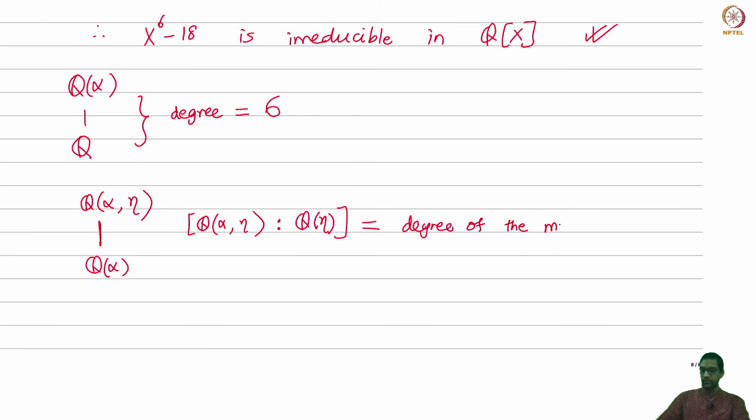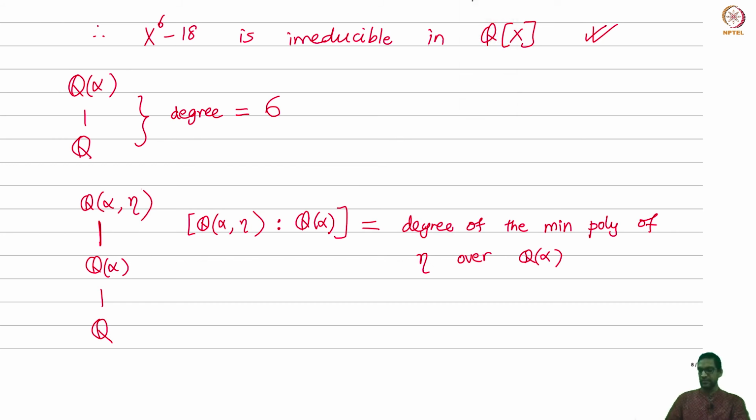So the degree of the minimal polynomial of this new element eta, but the minimal polynomial is now to be computed over, sorry, this should be an alpha, over the field Q(alpha). Observe it's not over Q, but rather over a bigger field. So I have to be a little careful to see whether I am computing the minimal polynomial over the correct field.